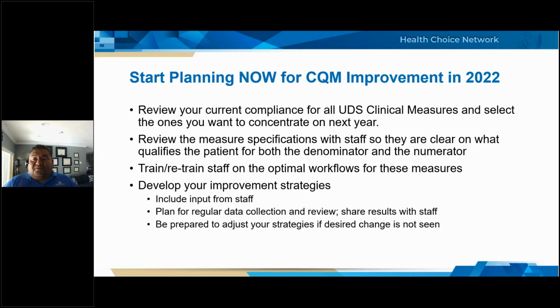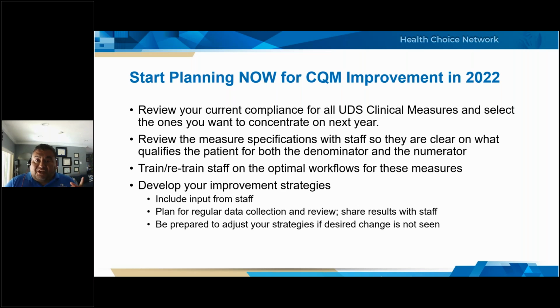So we need to start planning now for CQM improvement in 2022. One of the first things you need to do is take a look back at 2021, look at your existing PI plans and PI projects, and see where you are, and see if you want to carry those things over into 2022. If you've reached your goals, then great, and maybe we can target some other new things. So it's a good idea to take a look at all of your UDS clinical measures and then select the ones that you want to concentrate on for 2022. I will make a side note as well. Part of the PCMH process, and I know a lot of you on this call are NCQA PCMH recognized, for the annual reporting, we used to have to report on 3 clinical quality measures.